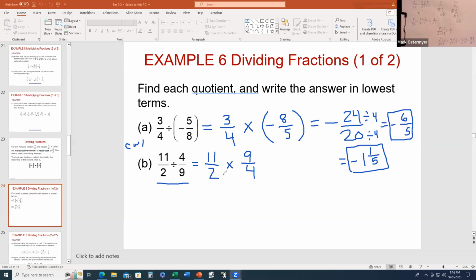All right, so we change division to multiplication and flip only the second fraction upside down, not the first fraction. There is no cross canceling available either way between 11 and 4 or the 2 and 9, so we multiply across. 11 times 9 is 99. 2 times 4 is 8. That is reduced. The only thing that divides into both 99 and 8 is 1. It is an improper fraction, but it is reduced.